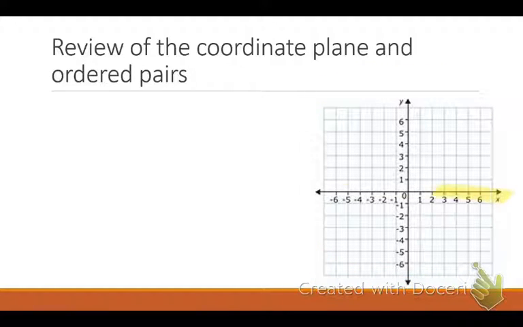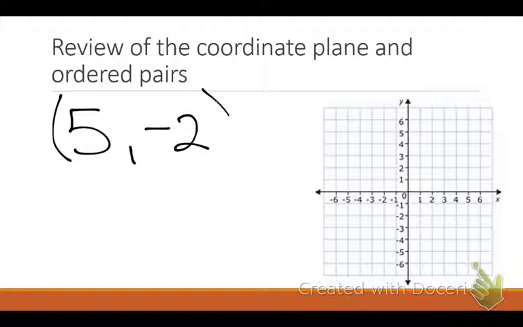And what axis is the horizontal axis? X. And what axis is the vertical axis? Y. Okay? All right, so what is this? What do I call this? I call this, I heard it, an ordered pair. I call it an ordered pair. Ordered pairs tell me where to plot the point on the graph.